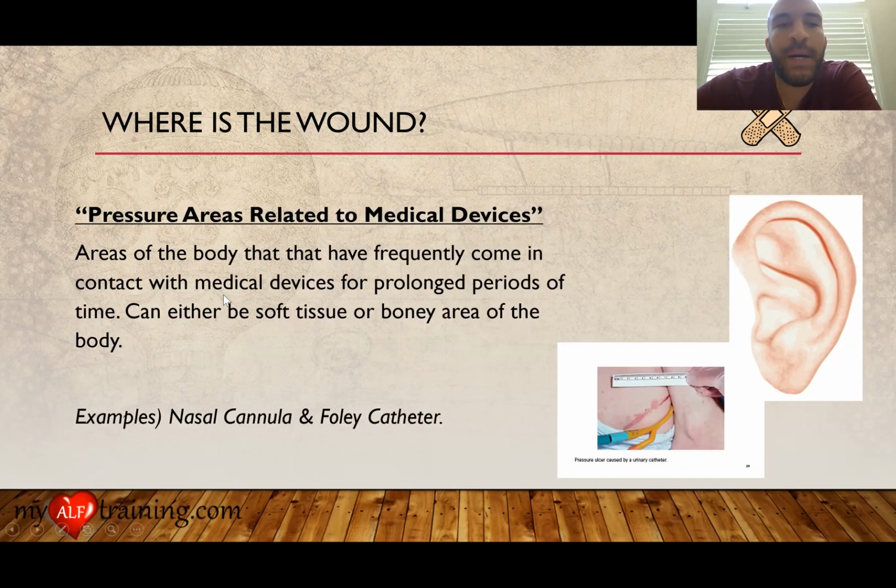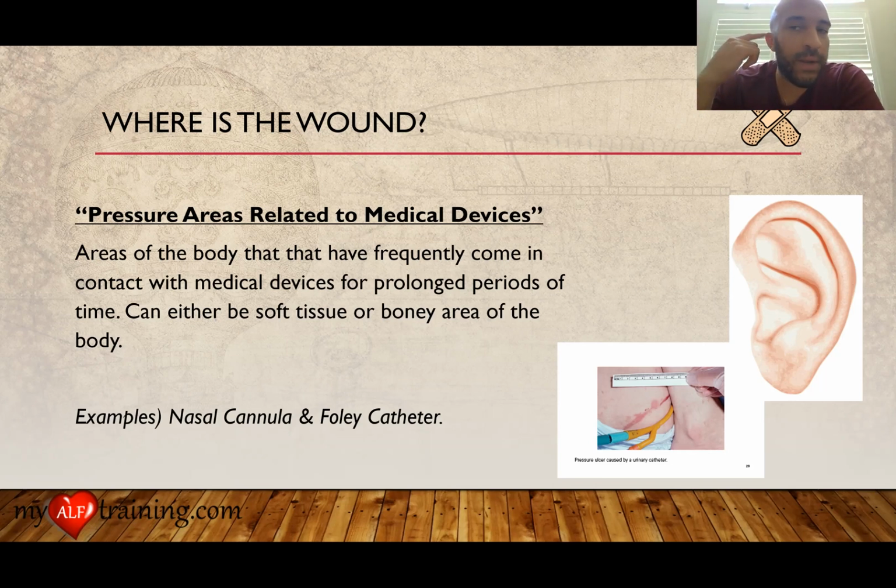So when we're talking about pressure wounds related to medical devices, they can occur anywhere. Wherever there is a medical device that is coming in frequent contact with the body, whether it's a bony area or a soft tissue area, we may see some pressure related wound in that area. Examples would be a nasal cannula. Why? Well, think about it. When you put the nasal cannula on, it goes under the patient's nose, up the cheeks, and around the ears, and it comes down and ties under the neck, right?